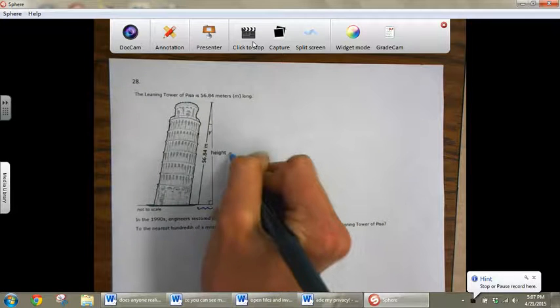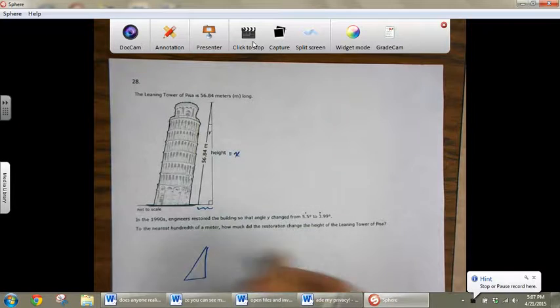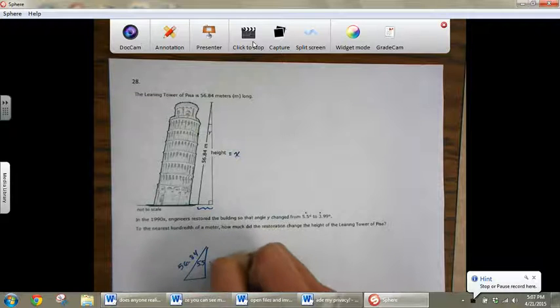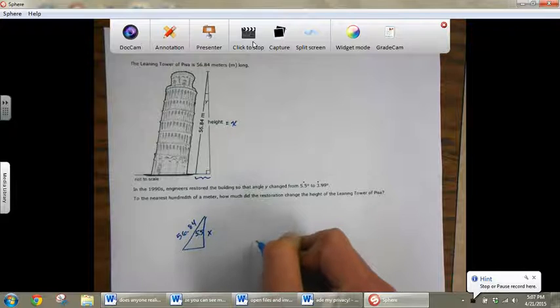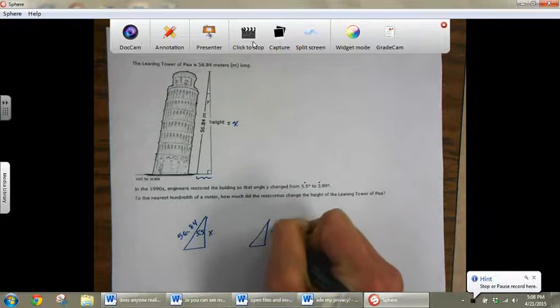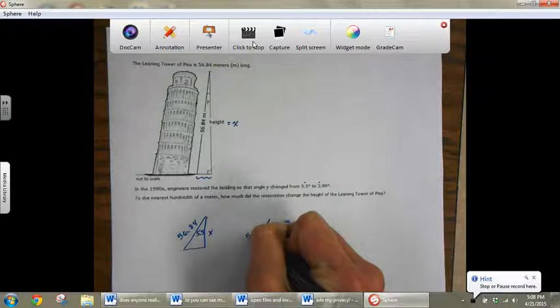So I'm going to call the height x. And so essentially I'm solving two different triangles. One of them where this is 5.5 for the angle and the hypotenuse is 56.84, and I'm looking for that. And then the other one where they change it, 3.99 for the angle, that's x, and your hypotenuse stays the same.